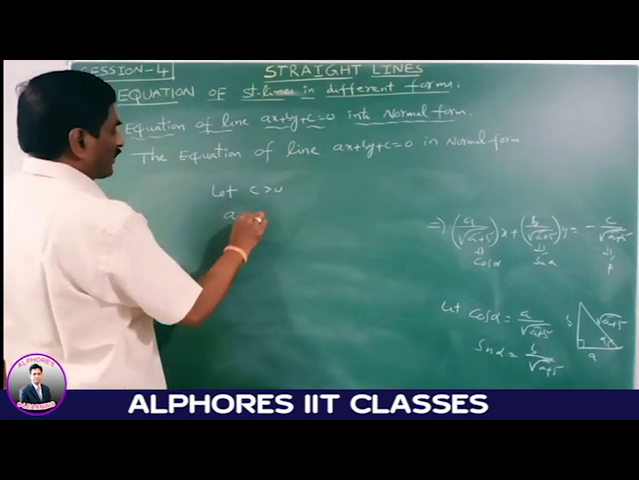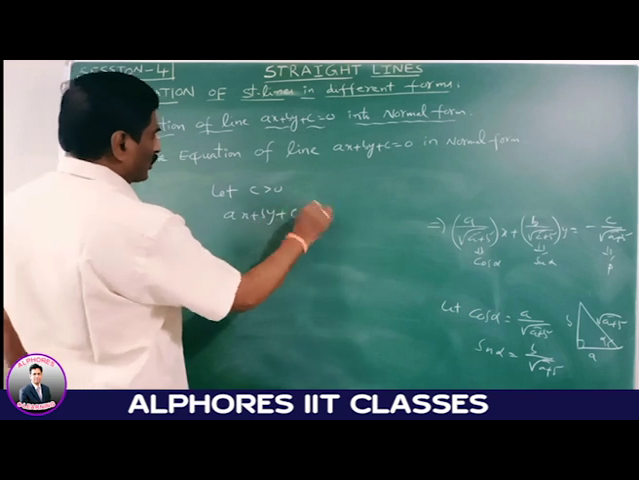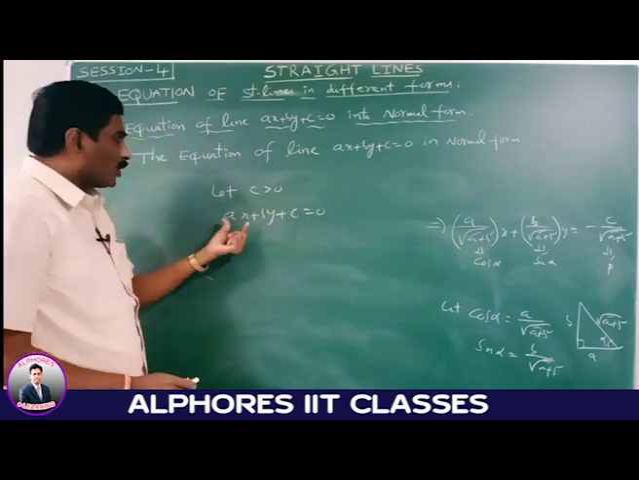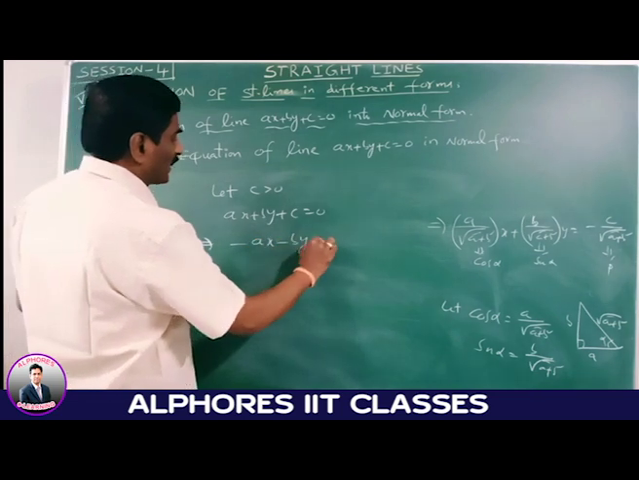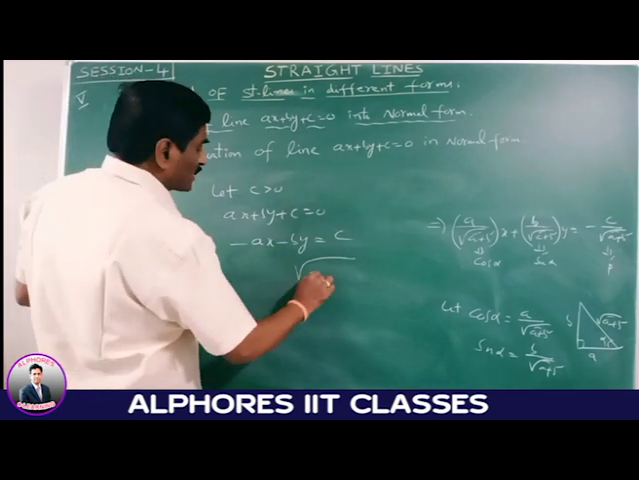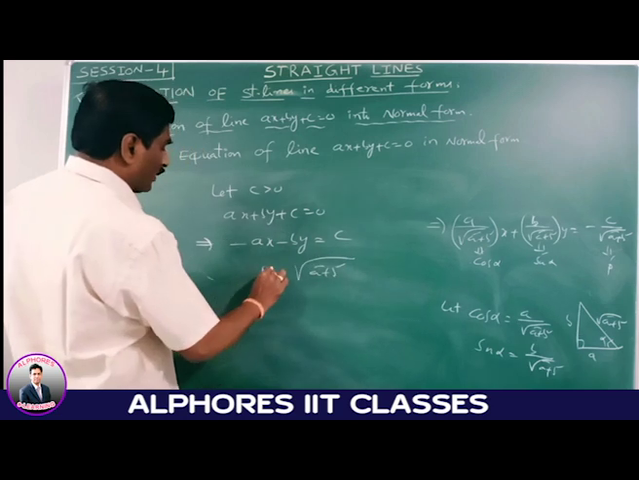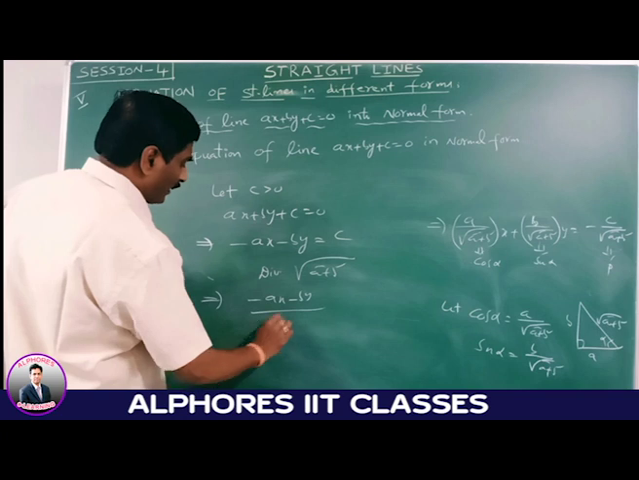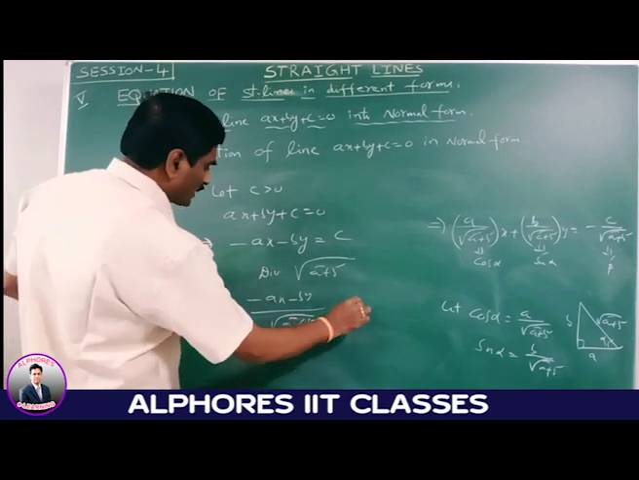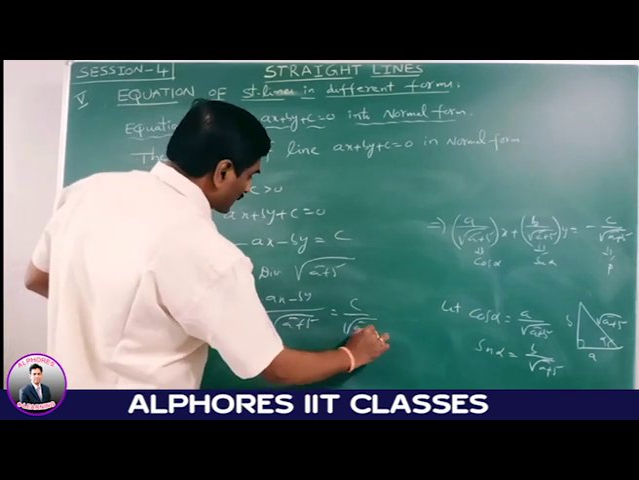Now the given line equation is ax plus by plus c is equal to 0. So clearly c is positive. So move ax and by to the RHS. That means minus ax minus by is equal to c. Dividing on both sides with root over a square plus b square, we get minus ax minus by by root over a square plus b square is equal to c by root over a square plus b square.